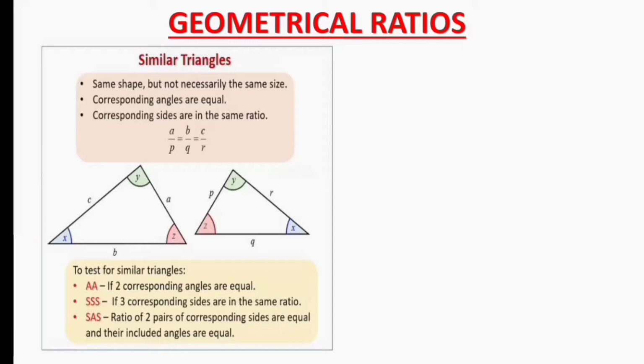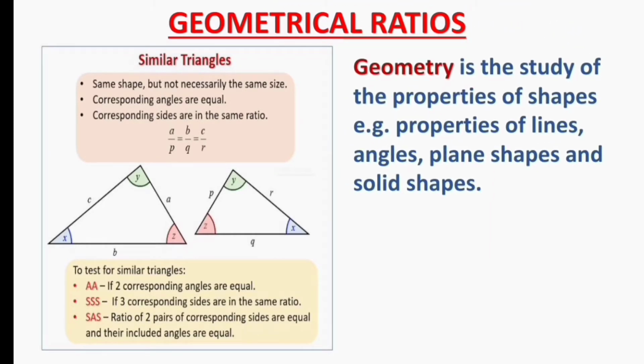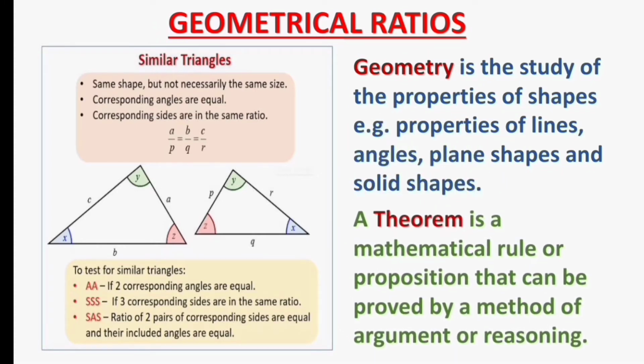Today, I shall be teaching you geometrical ratios. From definition, geometry is the study of the properties of shapes. Examples include the properties of lines, angles, plane shapes, and solid shapes. Also from definition, a theorem is a mathematical rule or proposition that can be proved by a method of argument or reasoning. Let's learn more about geometrical ratios.